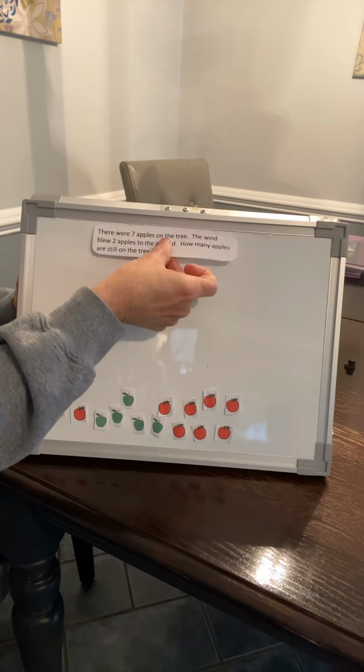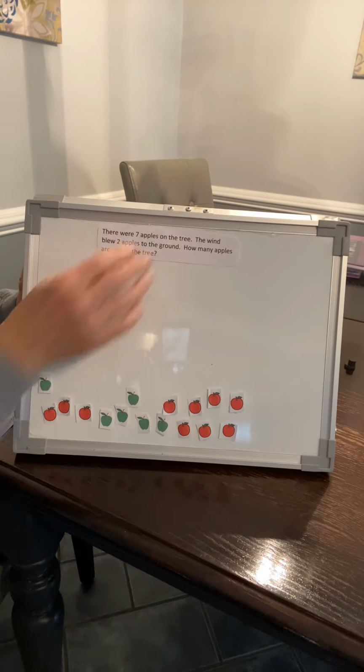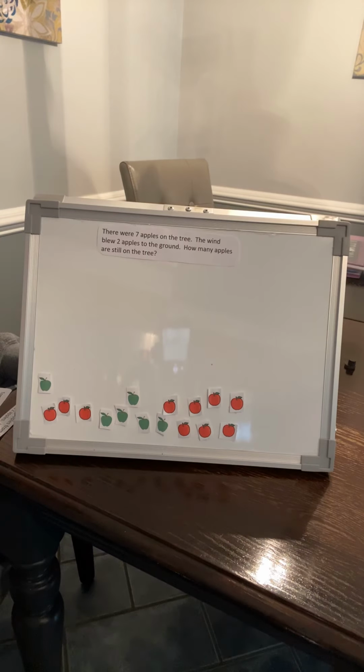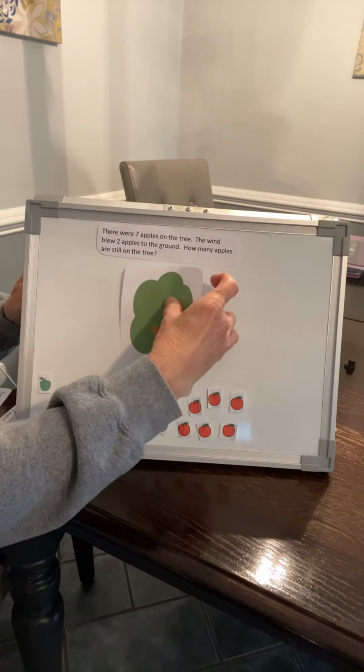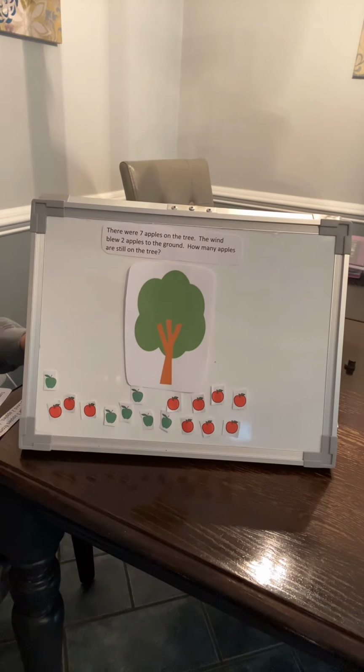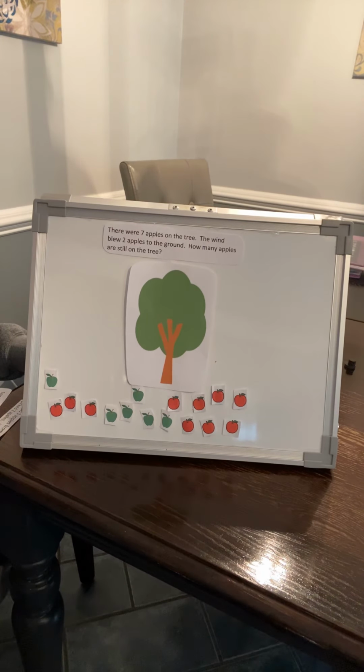All right, we ready? Let's listen to our next story. There were 7 apples on the tree. The wind blew 2 apples to the ground. How many apples are still on the tree? So let's get our tree back in our picture again. Here is our tree. So let's listen to the first part of our story again.